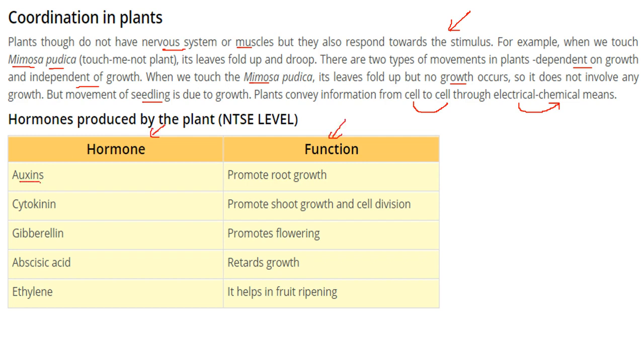Auxins promote root growth, cytokinin promotes shoot growth, branch growth and cell division. Gibberellin is for the promotion of flowering, abscisic acid is for retarding growth, and ethylene helps in fruit ripening.